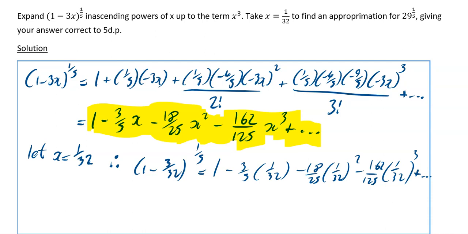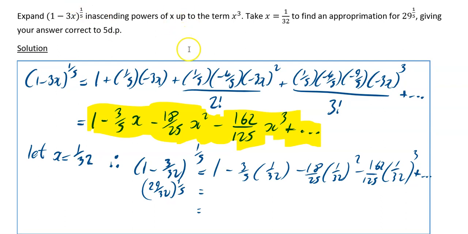And then we're going to look at our left-hand side. I'm going to leave my right-hand side alone for a couple of lines here. I'm not too sure what I'm going to do with it. But my left-hand side, 1 minus 3 over 32, will become 29 over 32 to the power of 1/5.